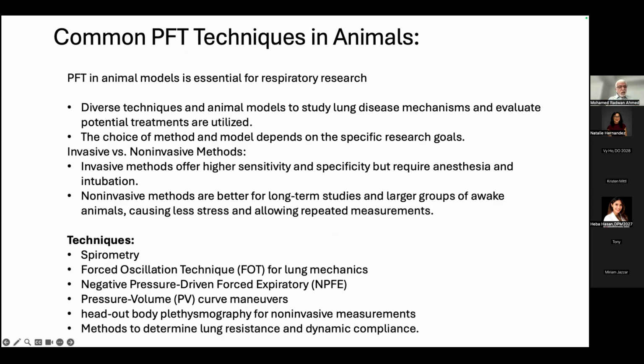So the common techniques in animals are the same: spirometry, forced oscillation technique, negative pressure forced expiratory technique, and pressure-volume curves, as we saw the loop curves. Head-out, as we see, with the rat or mouse with the head out, and the plethysmography measuring the body volume and its change, and other methods to determine the compliance and the dynamics of that compliance. Okay, with that, we're going to end the talk.